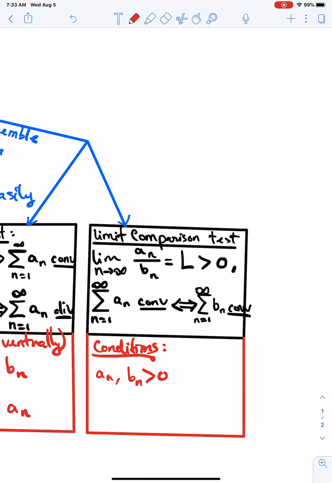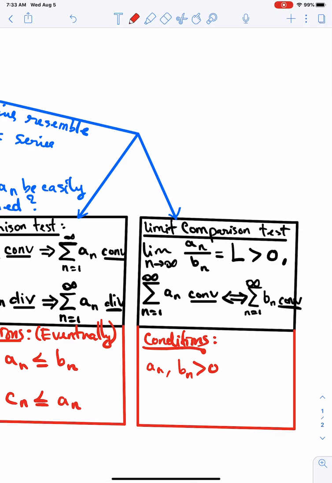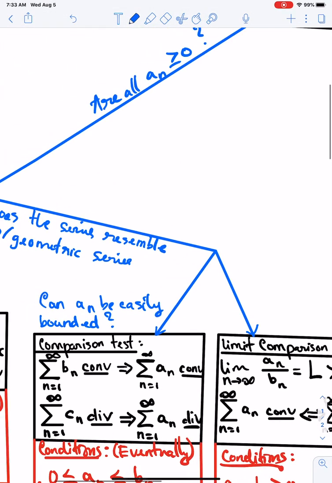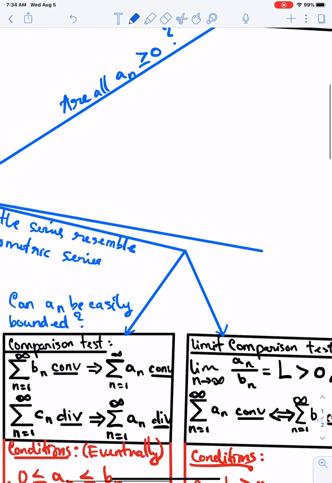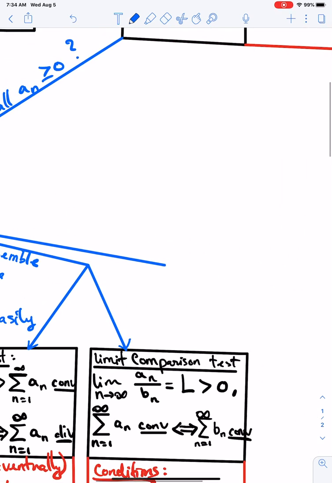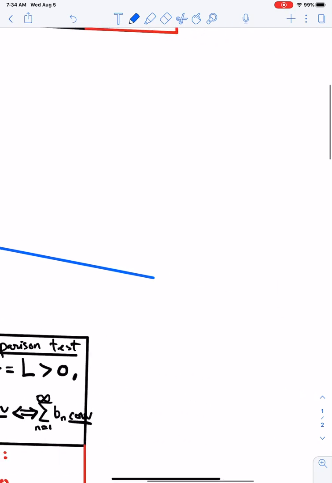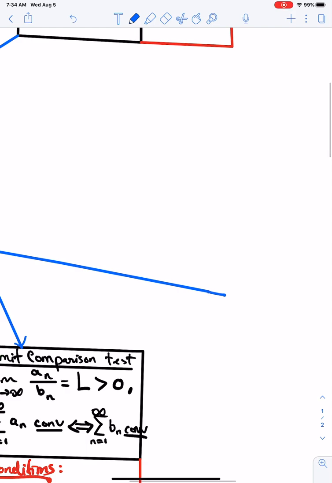Now, another test that we have seen was the ratio and the root test. So you want to do the ratio or the root test if we have some sort of factorial or something raised to some power of n, right? If that's the case, then I want to use the ratio root test. They're pretty similar, so I'm going to put them into one.